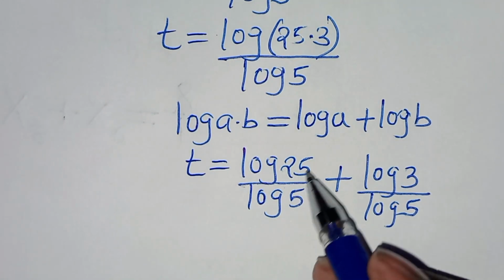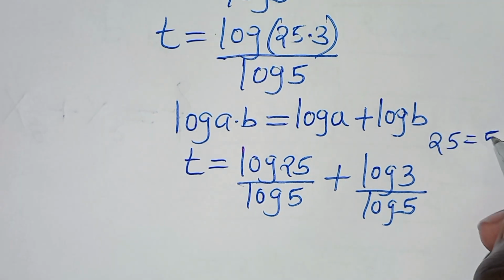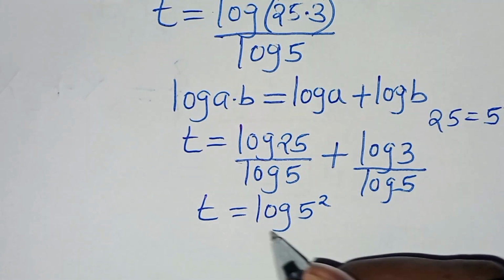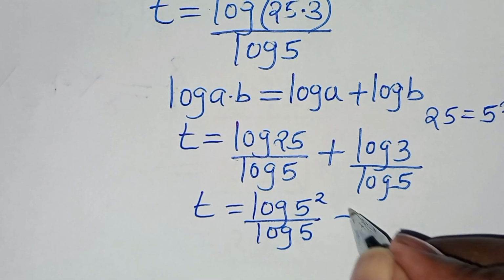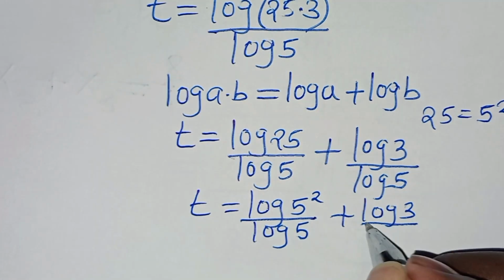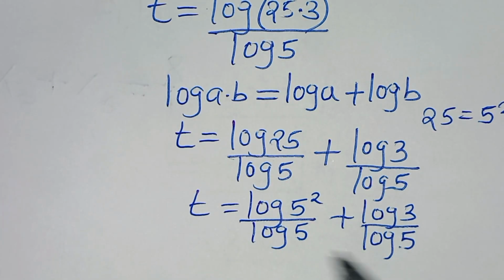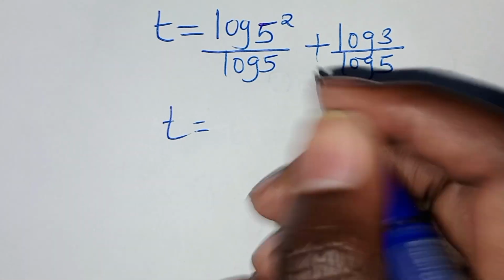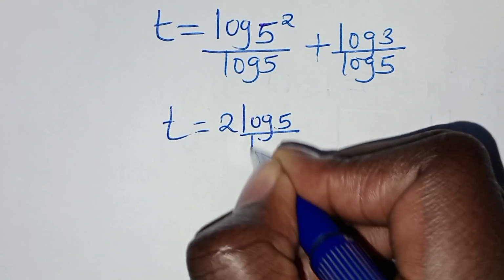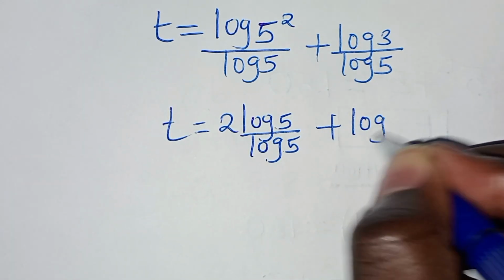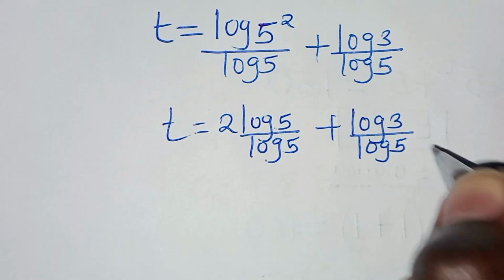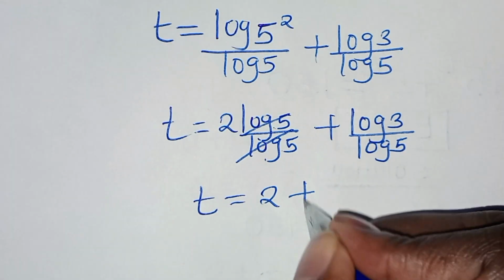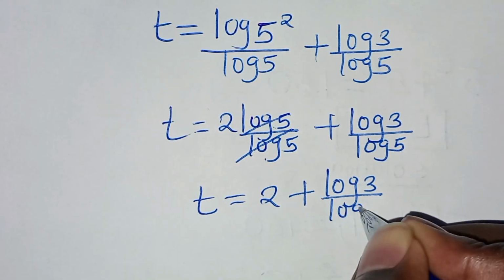Now, the next step is that 25 can be expressed as 5 to the power of 2. So now we have t equal to log 5 to the power of 2 divided by log 5, plus log 3 divided by log 5. Applying the power rule, log 5 to the power of 2 becomes 2 log 5, so t is equal to 2 log 5 divided by log 5, plus log 3 divided by log 5. Let's simplify log 5 and log 5, so that t is equal to 2 plus log 3 divided by log 5.